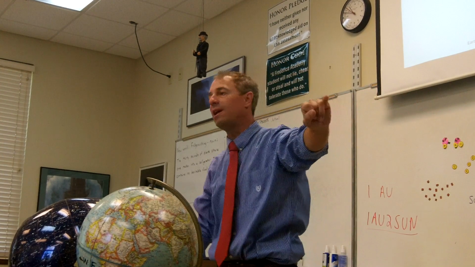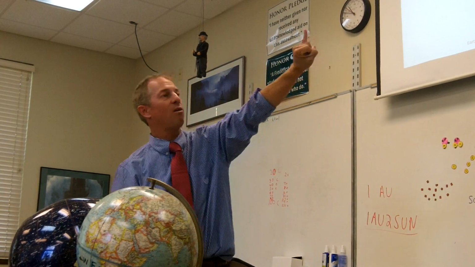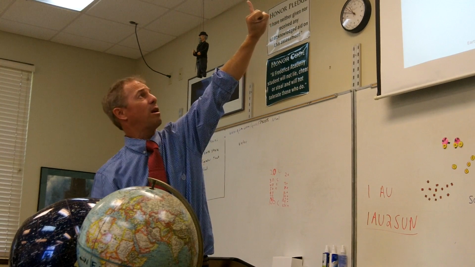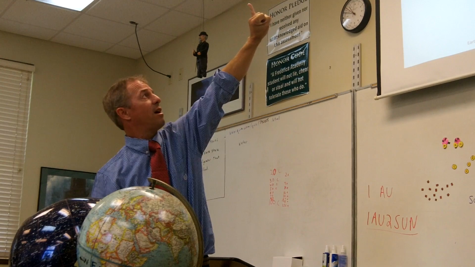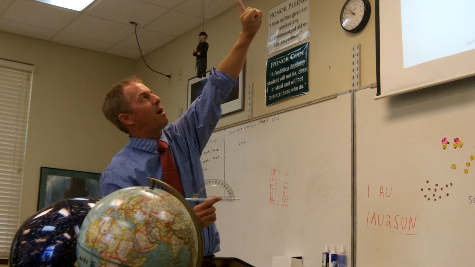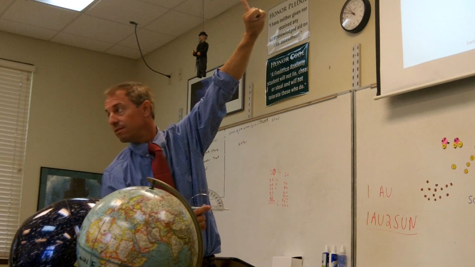So 1 degree of sky is about, hold your pinky up at arm's length. Hold it up to the sky. It's got to be at arm's length. It's about the width of your pinky. That's about 1 degree of sky. Okay?